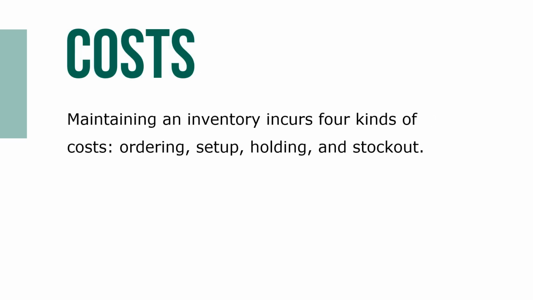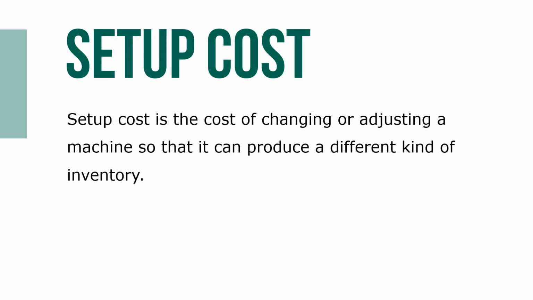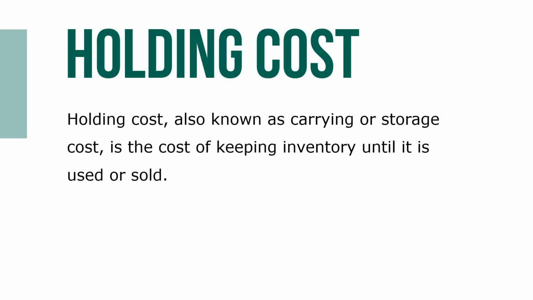Maintaining an inventory incurs four kinds of costs: ordering, setup, holding, and stockout. Setup cost is the cost of changing or adjusting machines so that it can produce a different kind of inventory. Holding cost, also known as carrying or storage cost, is the cost of keeping inventory until it's used or sold.